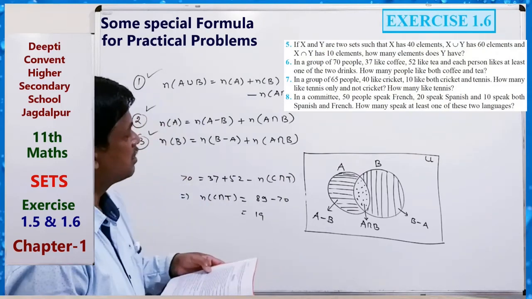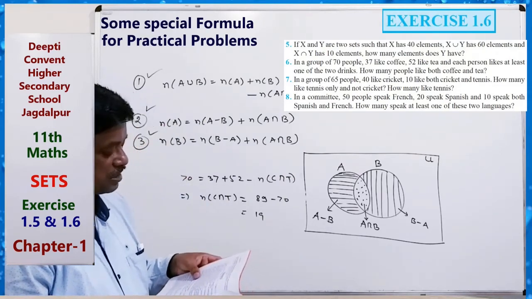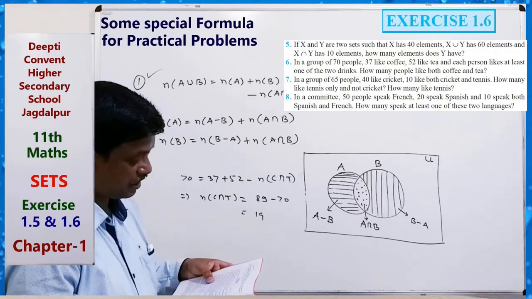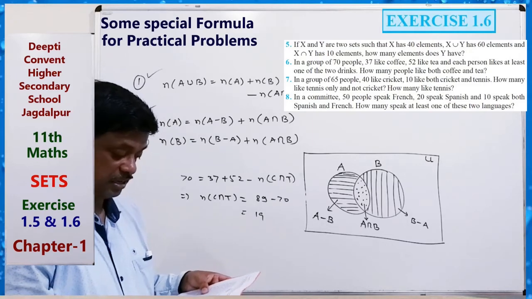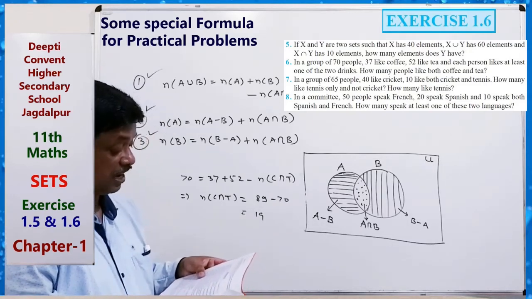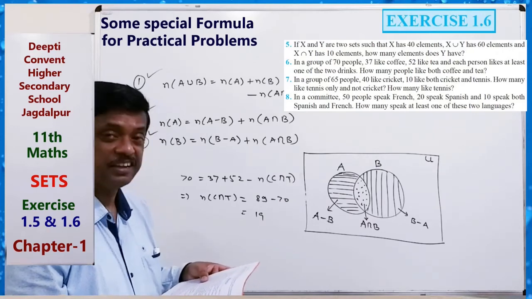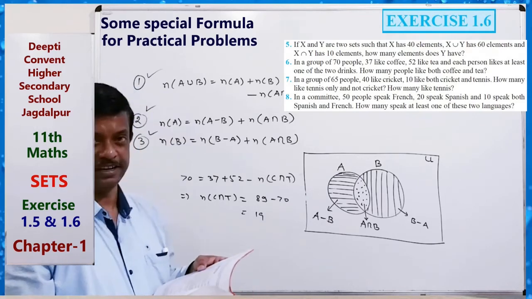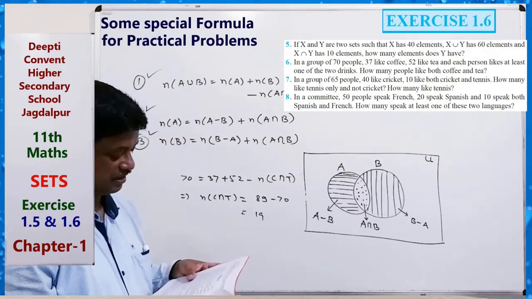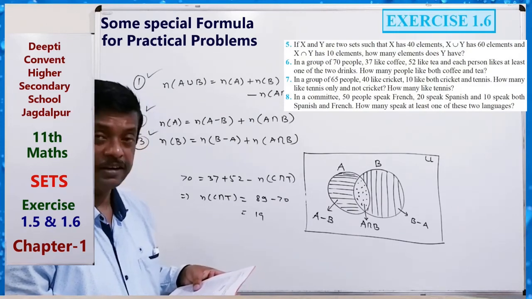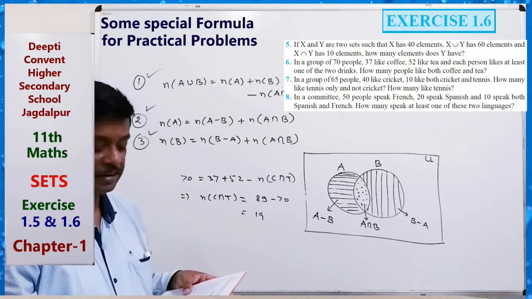Question 7 is also a similar question. In a group of 65 people, that is the union, 40 like cricket and 10 like both cricket and tennis. So how many like tennis? And also how many like tennis only, not cricket? Here we have cricket and tennis.